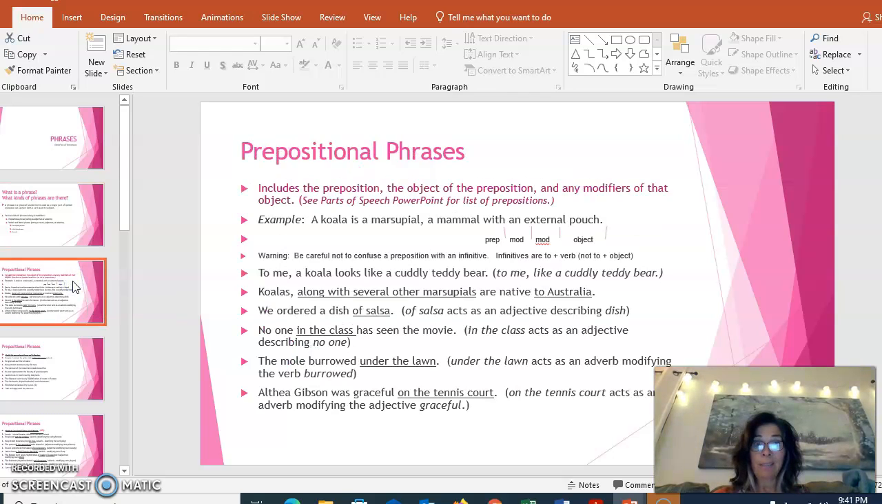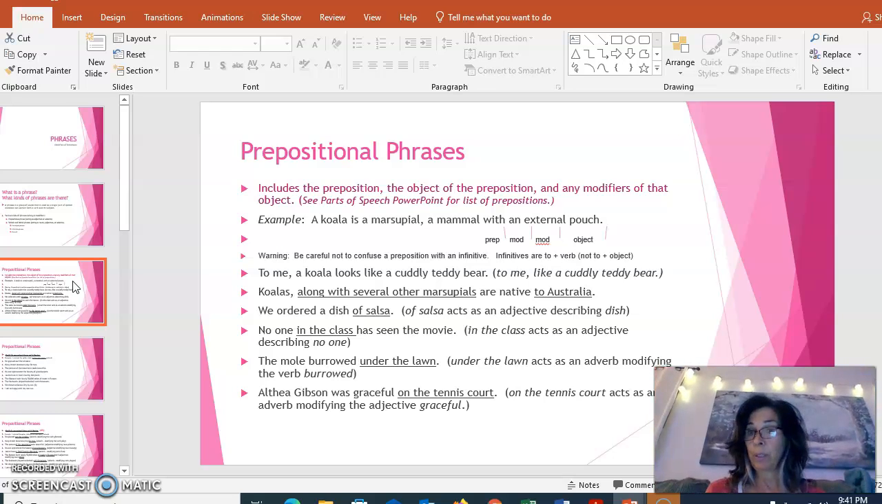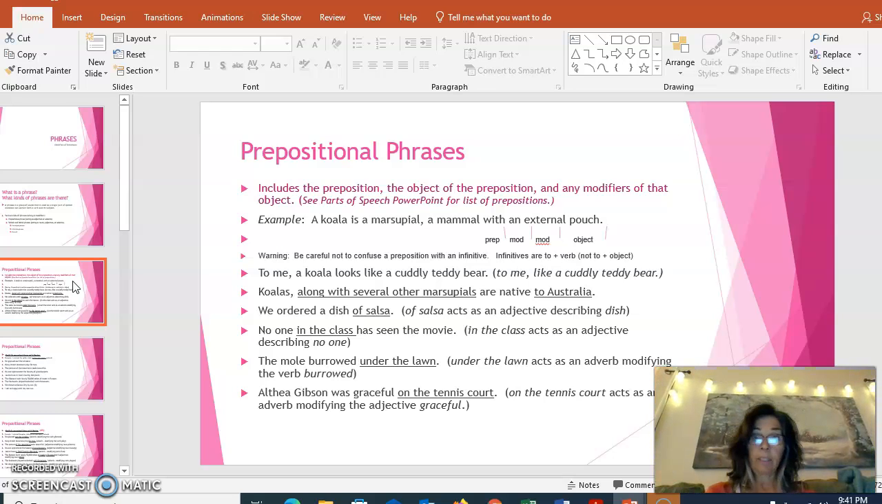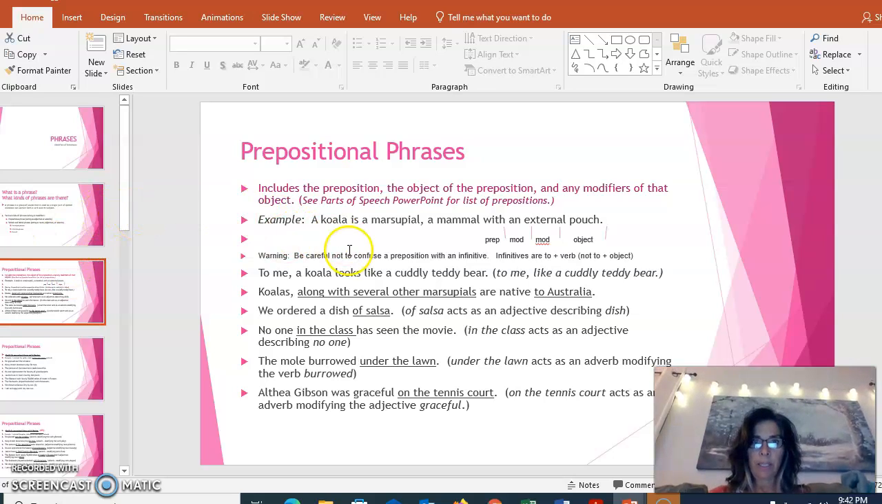So a prepositional phrase consists of a preposition and its object. So what does a preposition do? Well, it shows relationship to an object. It's not a verb, so it doesn't have action at all, okay? Sometimes it can show direction towards something, but it's really about the relationship to that object. And it's not a preposition unless it has an object. So here's an example.